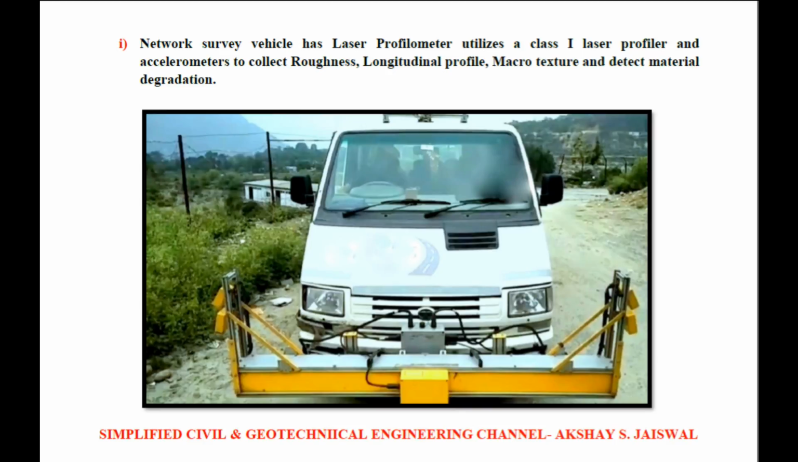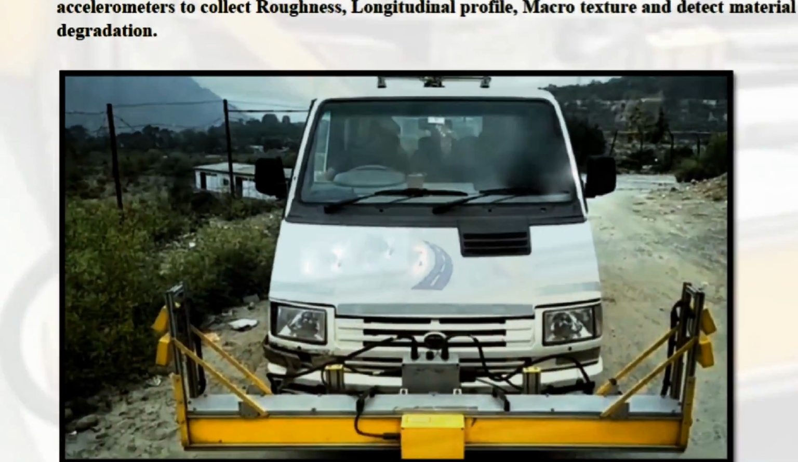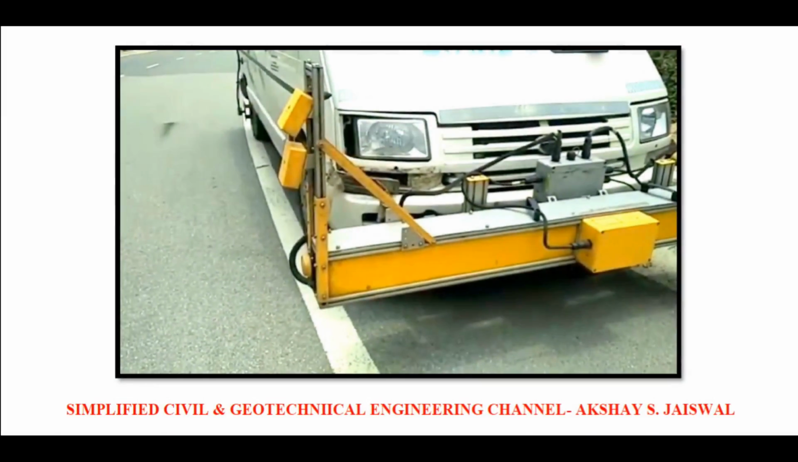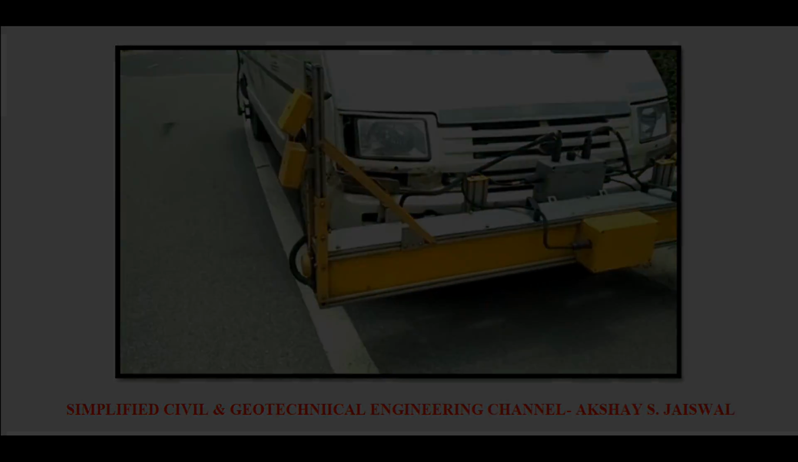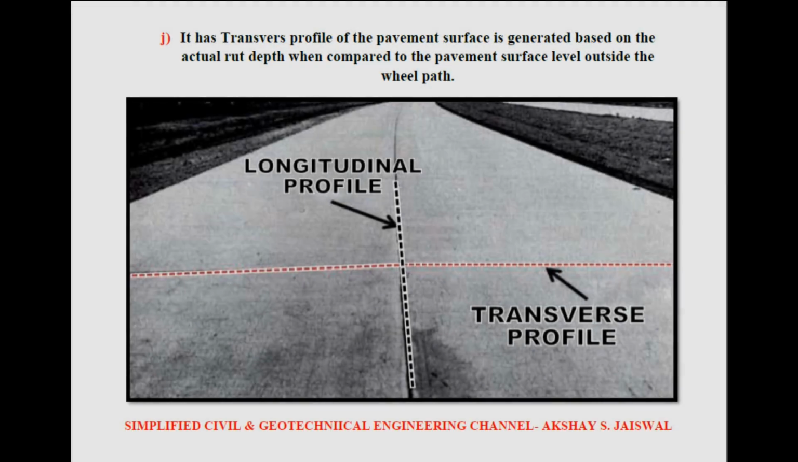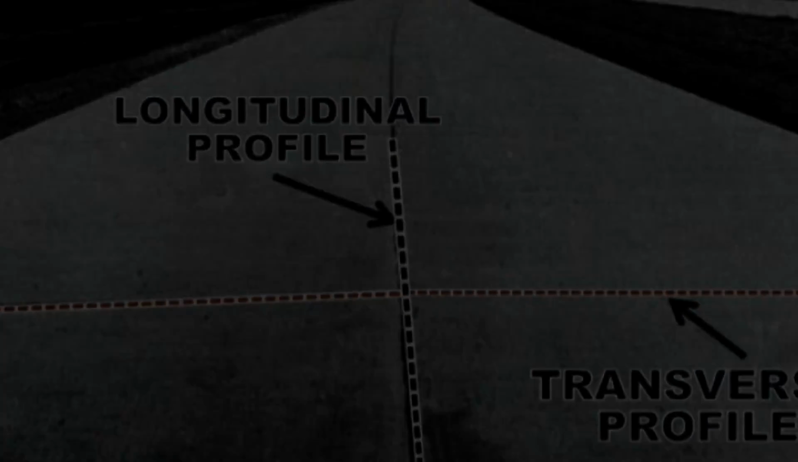Network survey vehicle has laser profilometer, which utilizes a class 1 laser profiler and accelerometers to collect roughness, longitudinal profile, macro texture and detect material degradation. It has transverse profile of the pavement surface which is generated based on the actual rut depth.